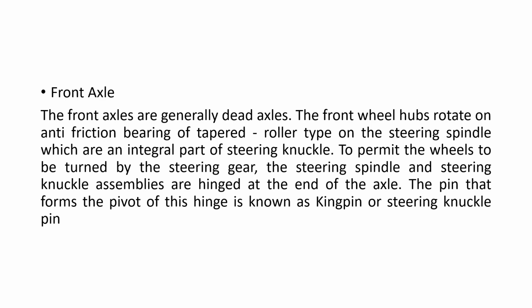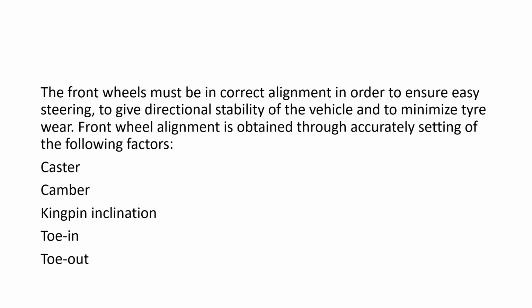As the track width of the tractor is adjustable, the front axle has provisions to be extended on both sides. The front axle permits the wheels to be turned by the steering gear. The steering spindle and the steering assemblies are hinged at the end of the axle. The pin that forms the pivot of this hinge is called the kingpin. For the front axle adjustments, the front wheels must be in correct alignment. The front wheel alignment is based on caster, camber, kingpin inclination, toe-in, toe-out, etc.